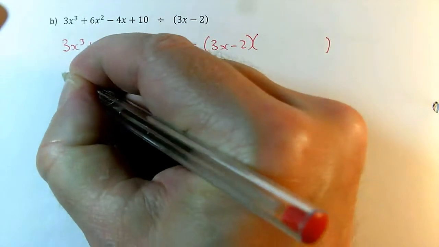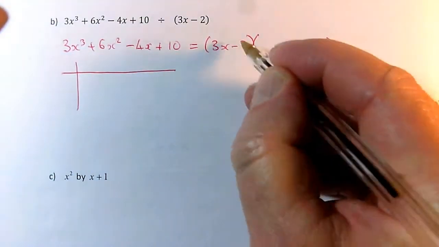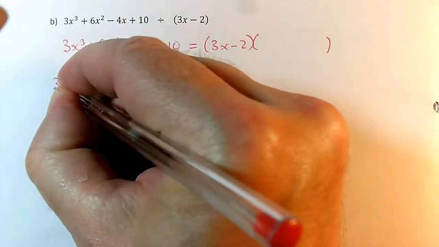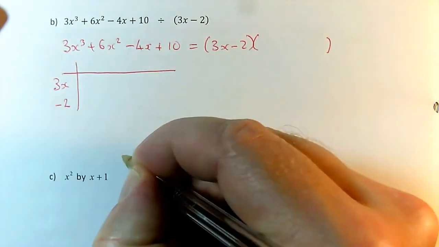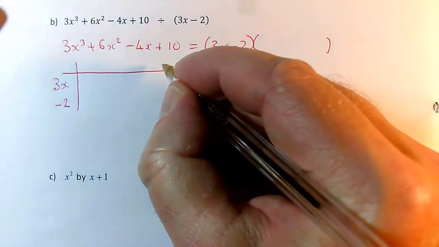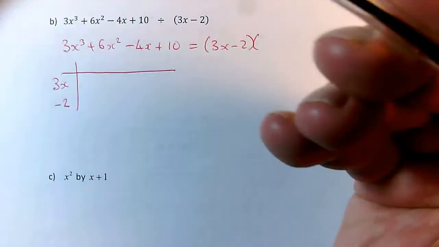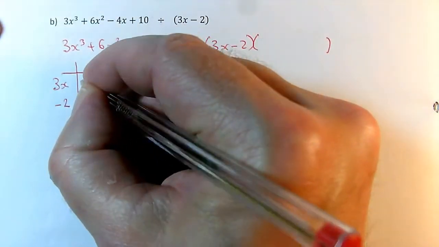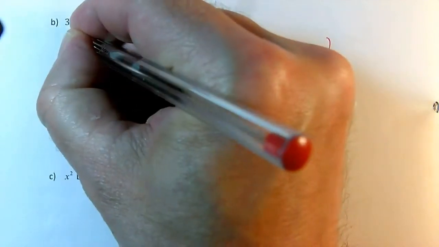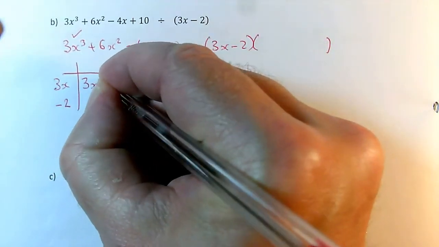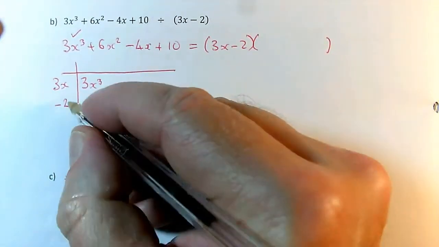And in order to set that up, we need the grid, and down the side of the grid I need this 3x minus 2, and I need to figure out what goes along the top of the grid. The difference between this and the previous one is I've now got a number in front of the x's, but the process is the same. So I need to make this 3x cubed term. Okay, I'll put it in my grid, it's going to appear. How do I make it appear?